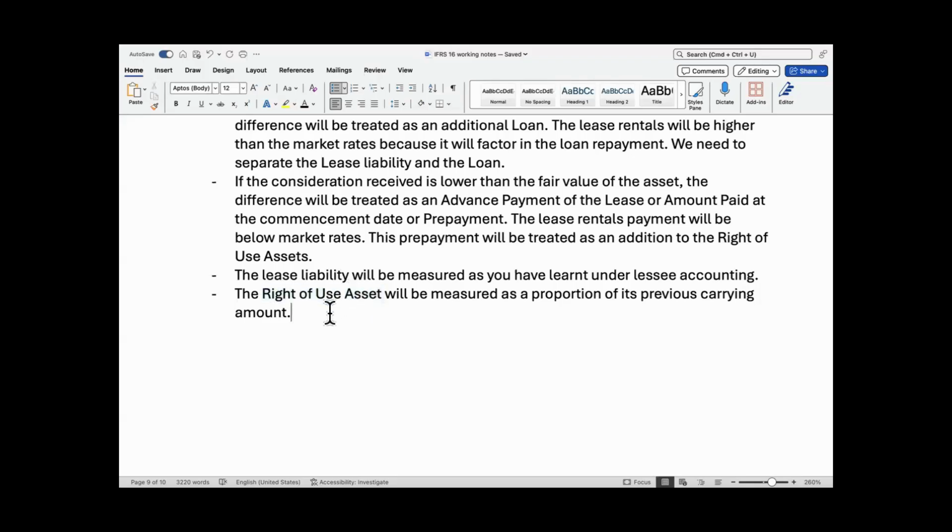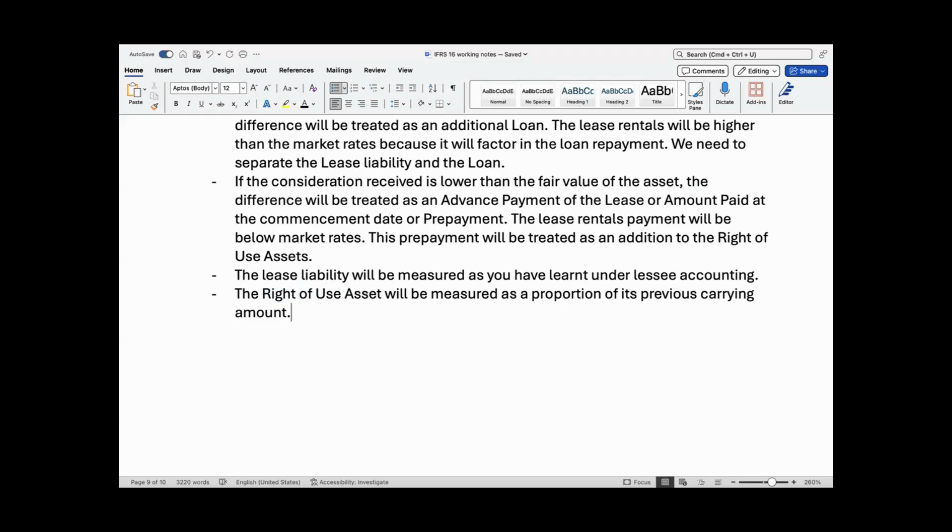So we want to avoid a scenario where the value you recognize as right of use assets will now be higher than the previous carrying amount, the value you had in your books before. We want to avoid that in every possible way, because we believe that would be creative accounting. It should not be higher just because you entered into sales and leaseback. So the standard requires that you measure the right of use asset at the proportion of its previous carrying amount.